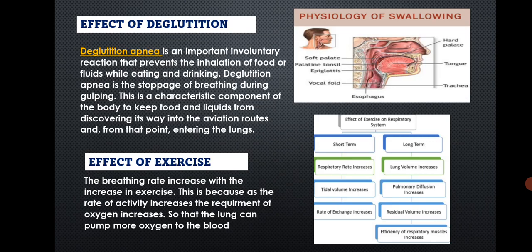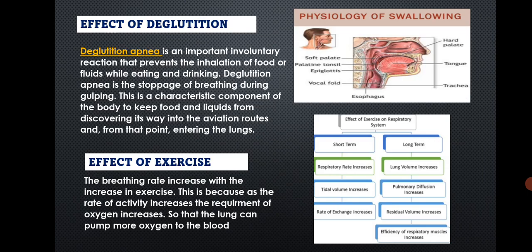Effect of deglutition, as I have discussed earlier. What is deglutition? It is the process of taking in food. So while breathing, air always flows through the pharynx. While swallowing, the pharynx changes from an airway into a food channel, which means that yes, deglutition is also affecting the normal respiratory rate. You can also see the picture of the physiology of swallowing here.